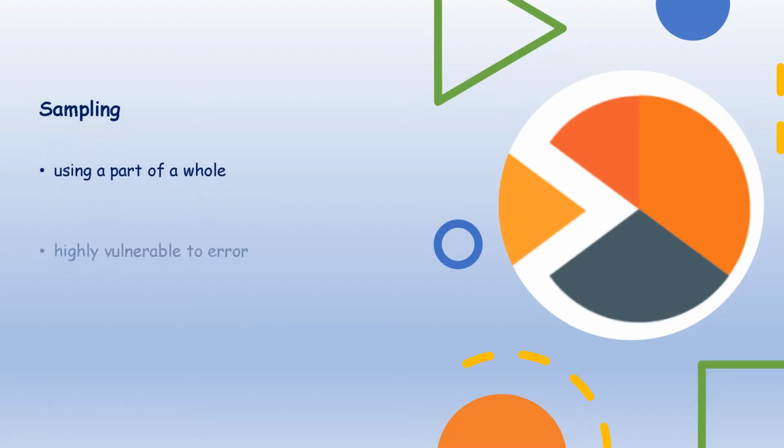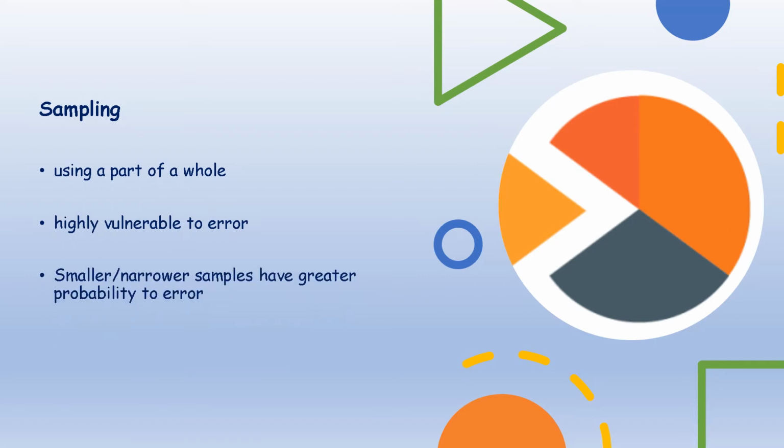The next term is sampling. Sampling is the act of using part of any given entity to find out about the whole. However, this is highly vulnerable to error. Academic test results, especially those of smaller or narrower sample size, have greater probability of error, which often yield inaccurate or misleading results.